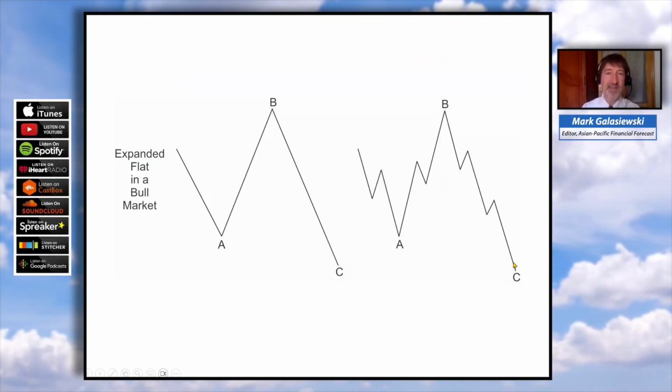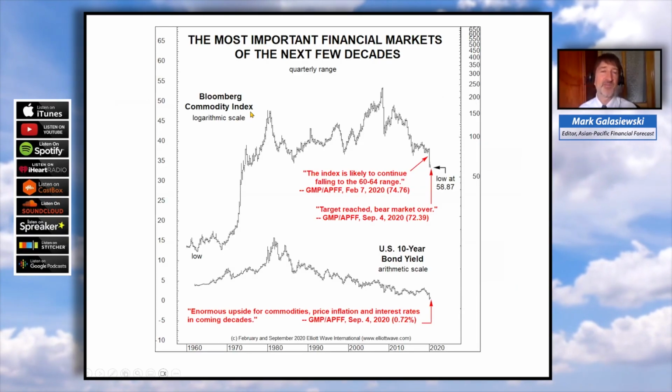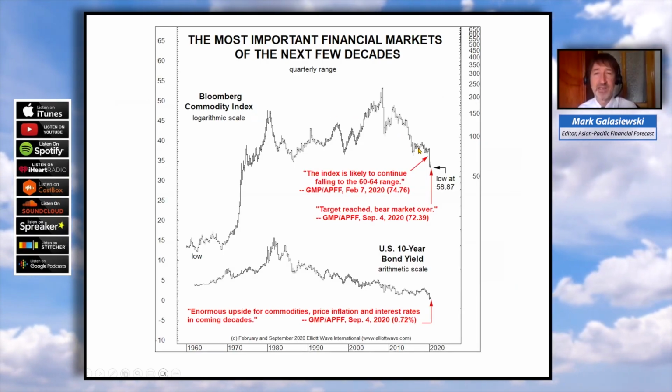And now let's apply that to commodities. Here on the top is the Bloomberg Commodity Index. Actually, before we do the actual application of the analysis, let me give you some background to my thesis here.